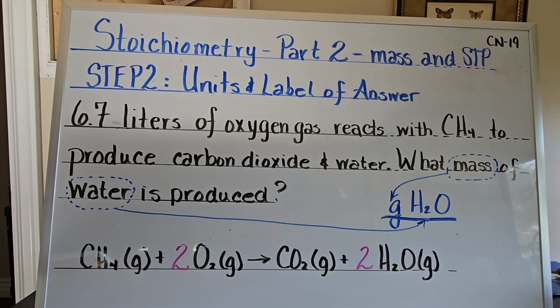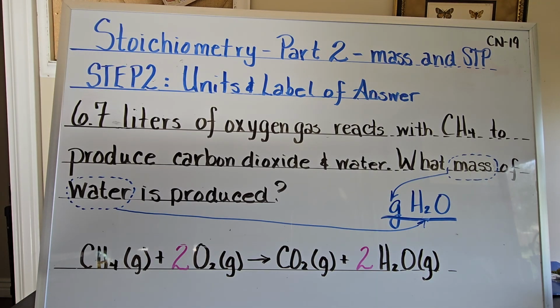Now, on to step 2. We've got our balanced chemical reaction. I went ahead and included it down here. Now I want to look at what are my units and label of my answer. That is, what am I looking for? And how can I write it in such a way that I can use it in my calculation to figure out where I'm headed?